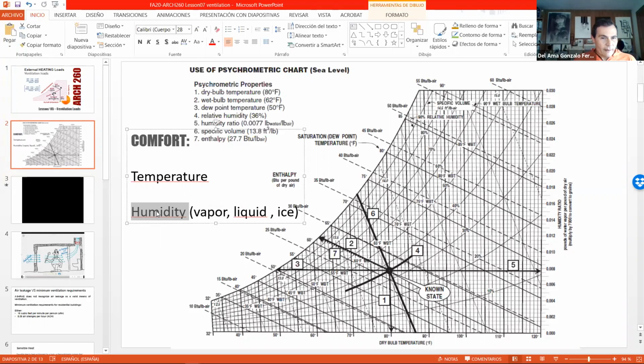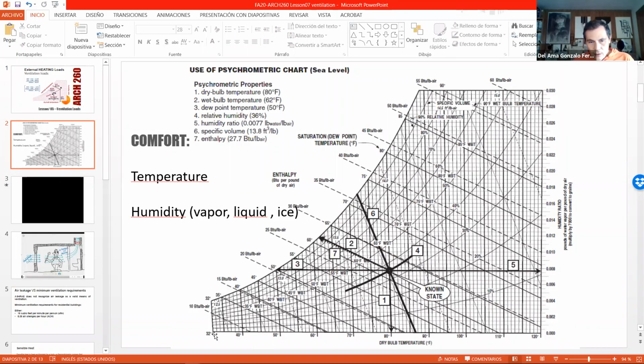So we have to control that. And how do we control that? By ventilating. And this tool, this psychrometric chart, relates temperature and humidity. Okay, so we will explain this further in building systems, the course that you will be taking by this time next year. So here we have this chart.